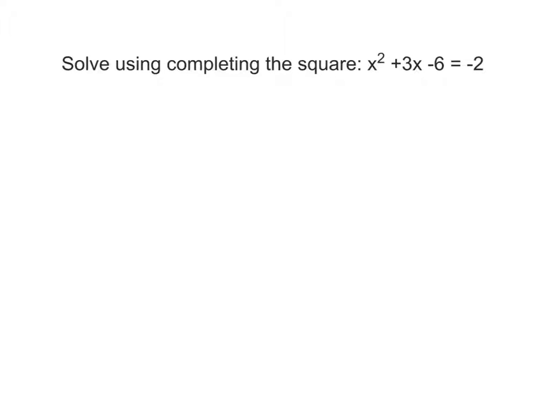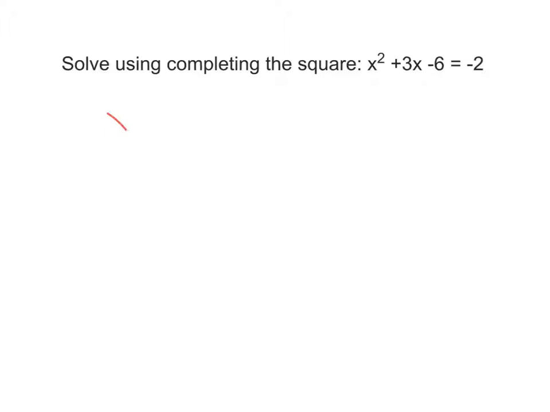Solve using completing the square. X squared plus 3x minus 6 equals negative 2. So for completing the square, you want to look for two things. The first thing you want to look for is to make sure that the coefficient in front of the x squared is 1. So for this example, it's already 1, so we're good there.